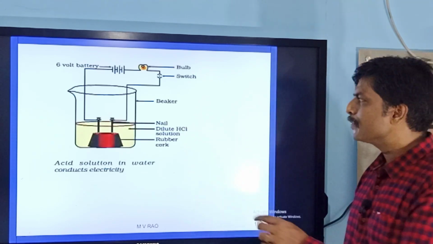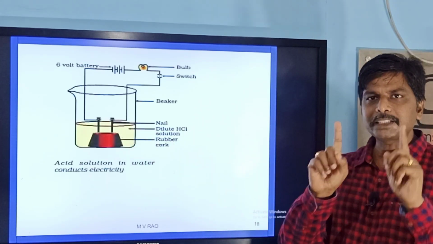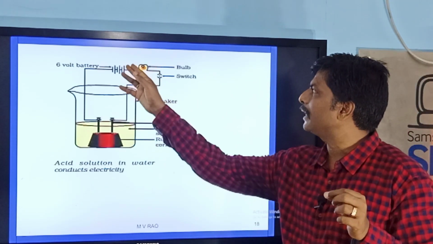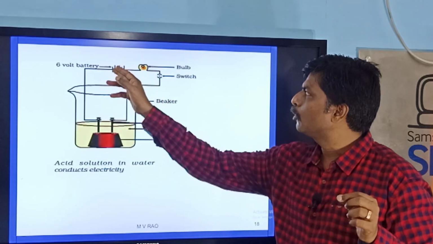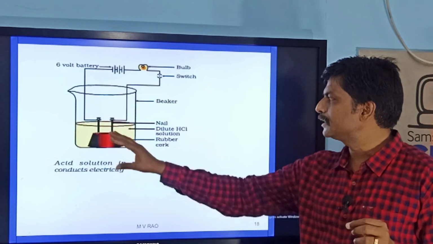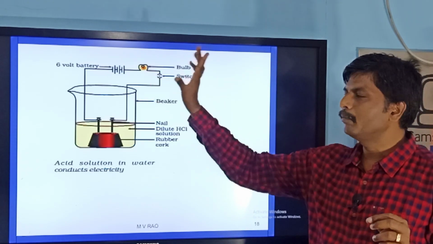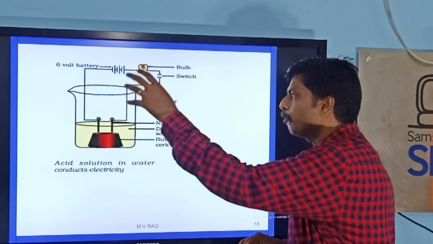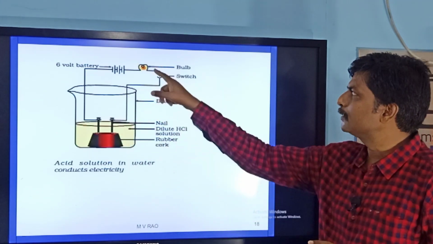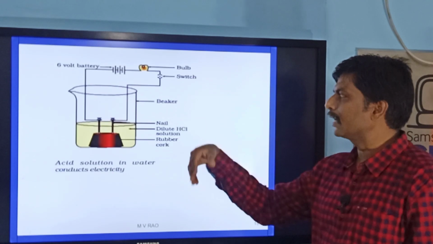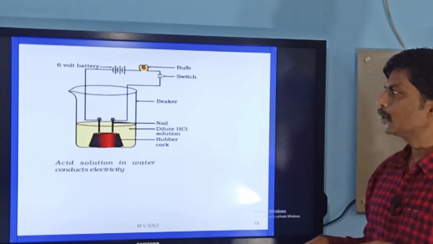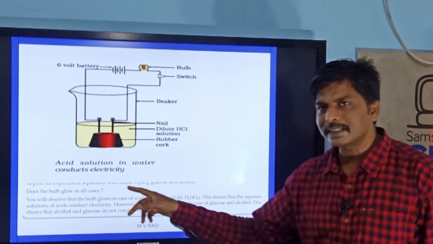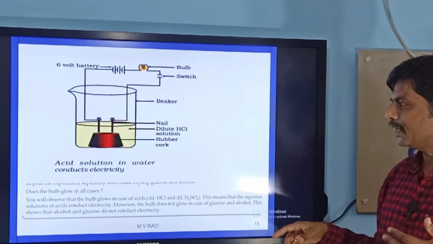So this is the diagram. Take one rubber cork, fix 2 nails, and connect these 2 nails through wires via a switch and bulb to a 6-volt battery. Pour dilute HCl, switch on, and check whether the bulb is glowing or not. Second, replace this solution, pour dilute sulfuric acid, and again observe whether the bulb is working or not. Third, alcohol. Fourth, glucose solution. After doing these 4, what will you observe? Does the bulb glow in all cases?